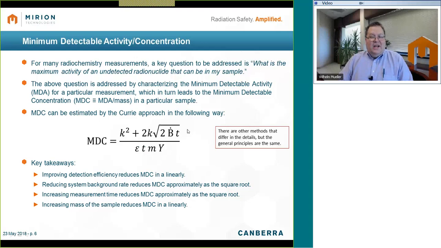By adjusting the time, that's another way that we can reduce the minimum detectable concentration. And by increasing the mass of the sample, this also increases the sensitivity. So I want to keep these concepts in mind: improving efficiency gives you the best level of performance, and reducing background gives another level of performance in reducing the minimum detectable concentration.